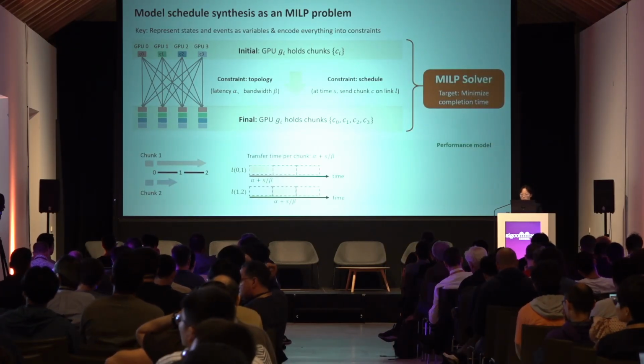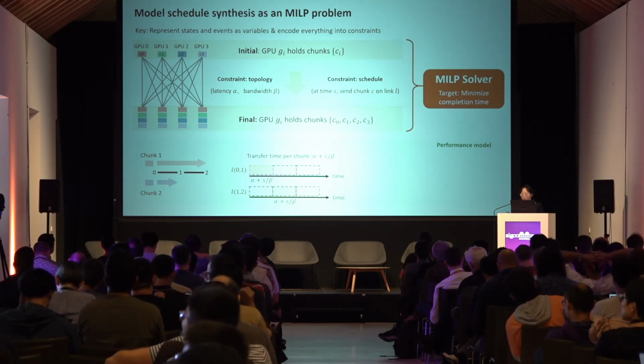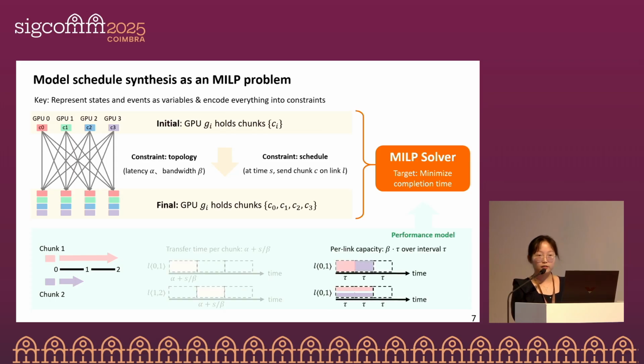The transfer time for a chunk over a link equals latency plus size over bandwidth. A chunk must first finish its transmission over a link before it is sent by the receiving GPU. And second, the capacity of a link is determined by its bandwidth. If we send two chunks simultaneously over a link, both should slow down. This works, but the search space is too large. That's where symmetry helps.